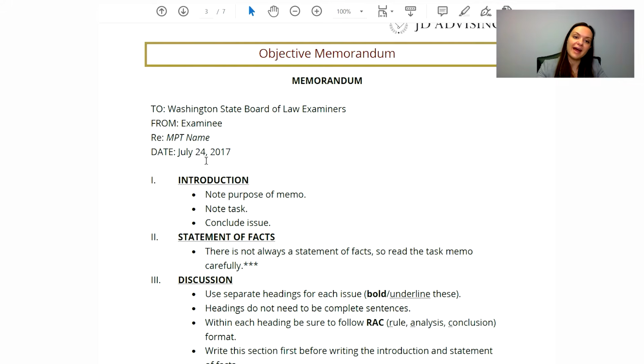Then you're going to have your memo caption, so to speak. This is your to, from, re, and date. Make sure you do not actually write your name. I know sometimes your knee-jerk reaction is to insert your name on the from line, but remember, we're not supposed to be identifying you on the bar exam. So make sure you address this and essentially sign it or write who it's from based upon what the task memo tells you to do.